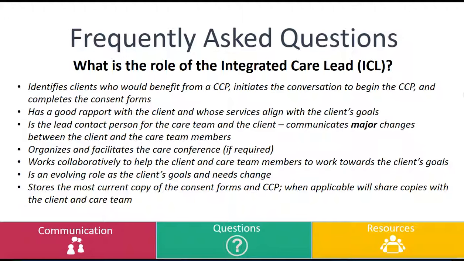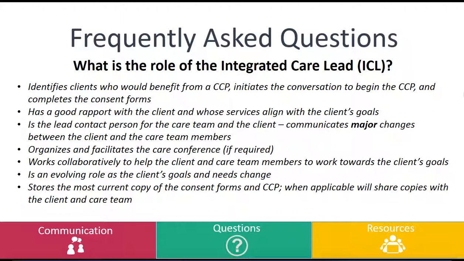Once an ICL is established, it should be updated on the consent forms, the initiation form, and of course the coordinated care plan. The roles and responsibilities of the integrated care lead moving forward would then include being the lead contact person for the client and the rest of the care team as previously mentioned, providing that communication between the client and the care team members only as needed as it pertains to the coordinated care plan. The ICL will work collaboratively to help the client and care team members work together towards the client's goals and achieving those goals.